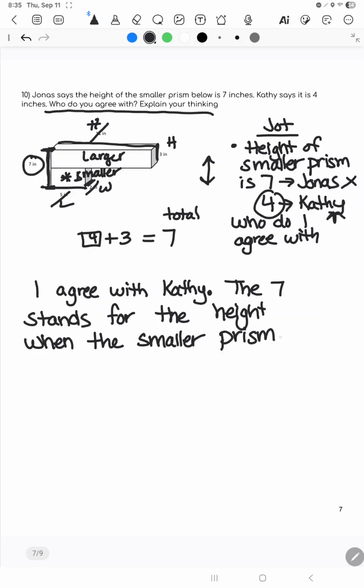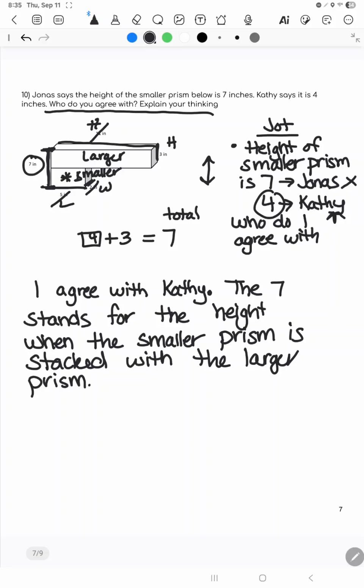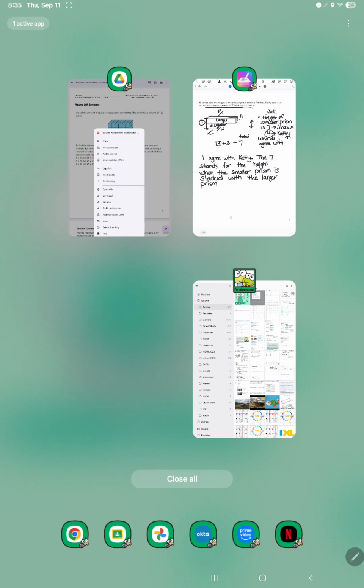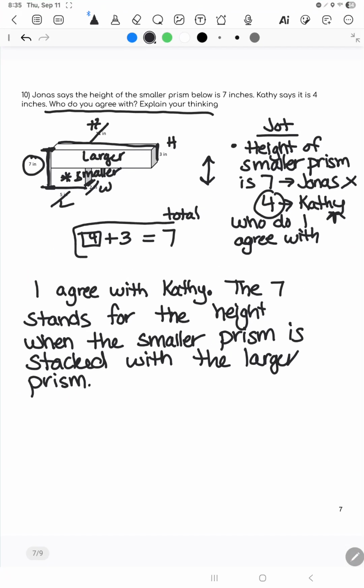prism is stacked with the larger prism. All right, let's give more evidence. I feel like I want to talk about, oops, hitting these weird buttons, sorry friends. I want to talk about this equation.